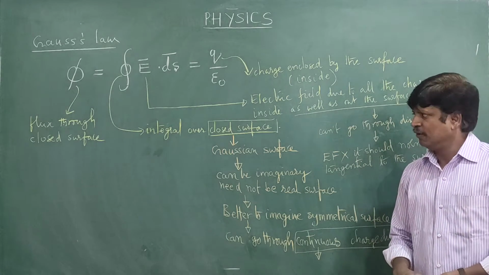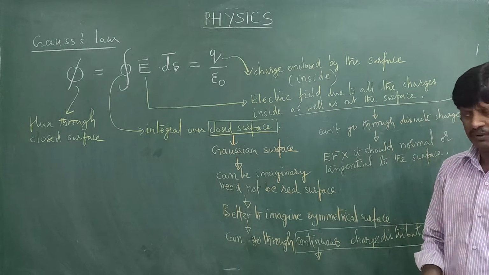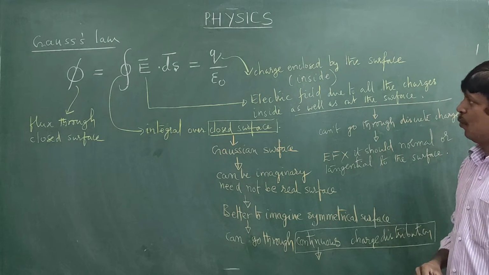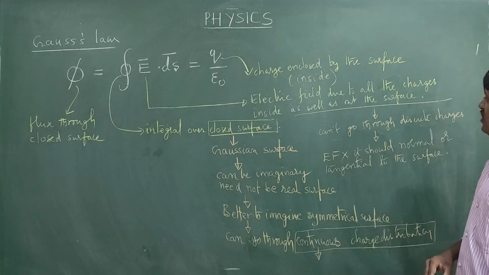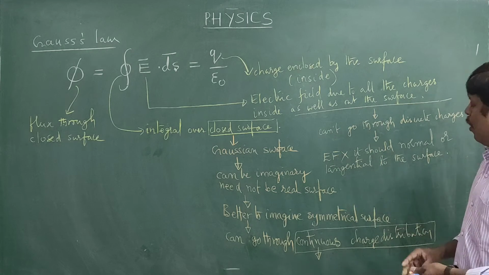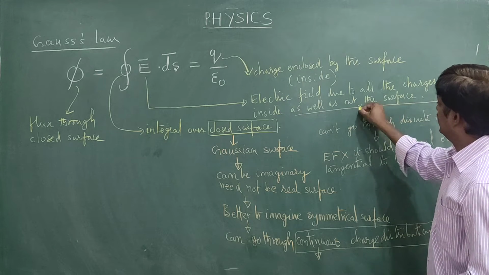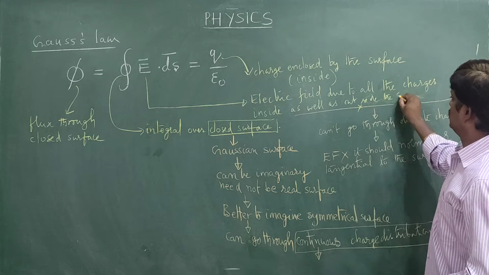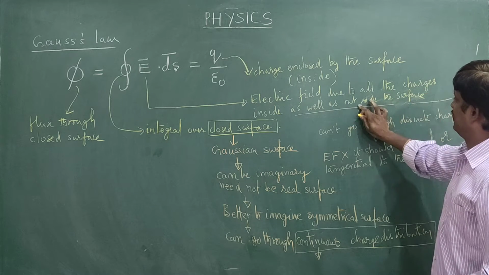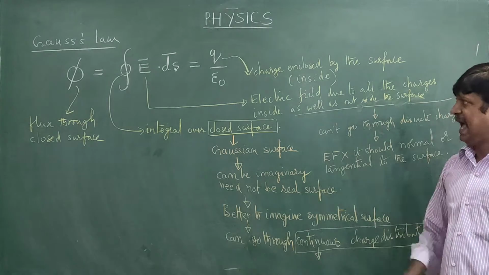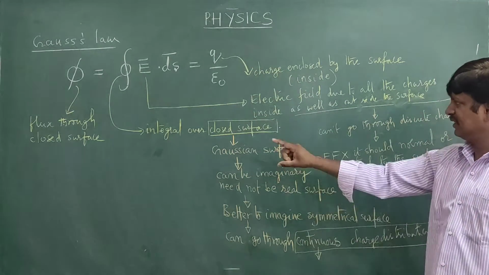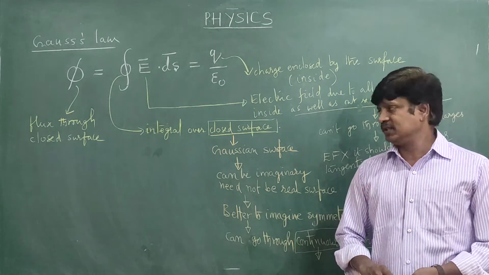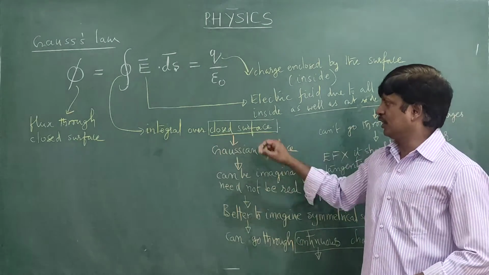Let's see once again. What is flux through the surface? Charge enclosed by the surface, or charge inside the surface, divided by epsilon naught. What is E bar? Electric field due to all the charges inside as well as outside the surface. And that integral is the integral over closed surface, or in mathematics terms a closed integral.